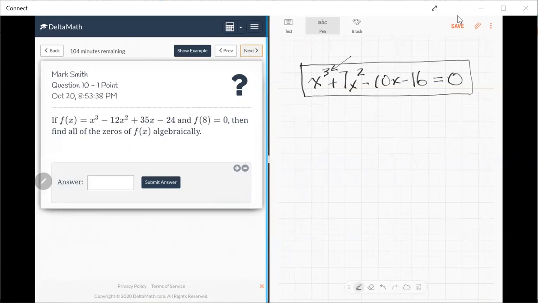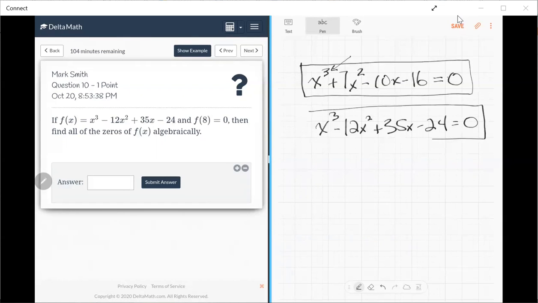The same goes for the next problem. We want to know, when does x cubed minus x squared plus 35x minus 24 equal 0? All right, we put those in our Mathway calculator, and it will give us 3 answers for that problem.